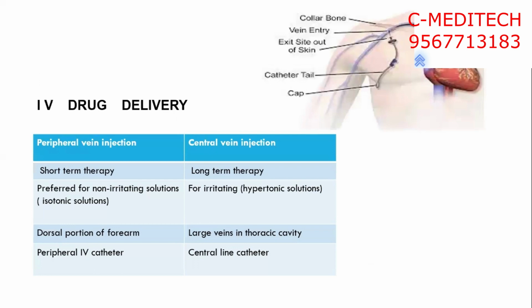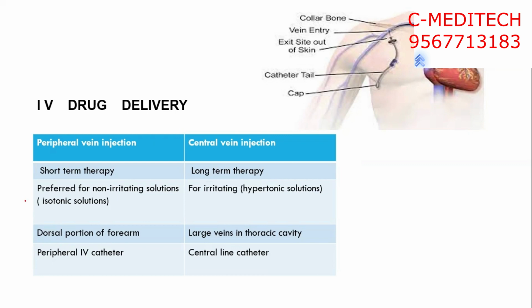So let's see. In IV drug delivery, we have two types of injections: peripheral vein injections and central vein injections. Peripheral vein injection is used for short-term therapy and we cannot administer any kind of irritating solutions via this route. The solution has to be isotonic in nature. And the central vein injection is used for long-term therapy, and we can use irritating solutions like hypertonic solutions in the case of central vein injection.